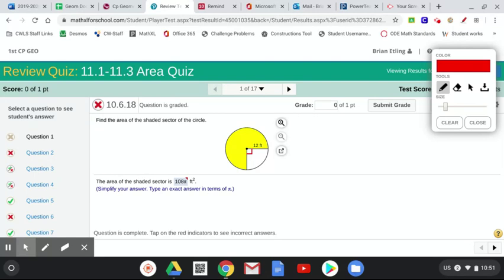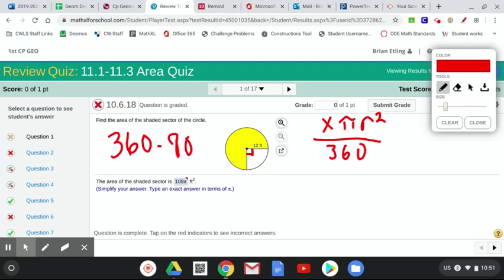So for this one, our formula is x, which is our degree measure of the arc, times pi times radius squared divided by 360. Our degree measure is the yellow part, so we have to find out what that degree measure is. Well, we know the part we don't want has a right angle right here, so that's 90 degrees. So we do 360, because there's 360 degrees in a circle, subtract out 90, and we get 270. So that is x.